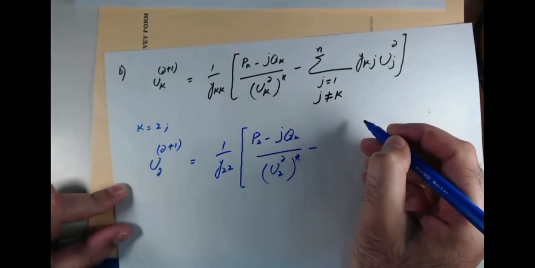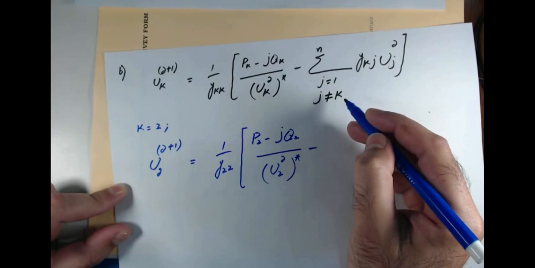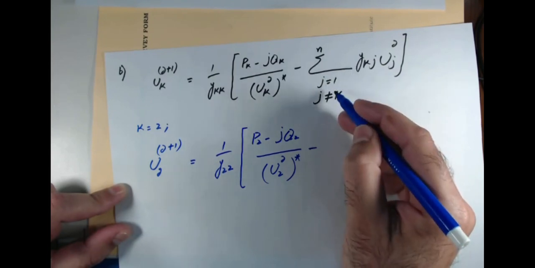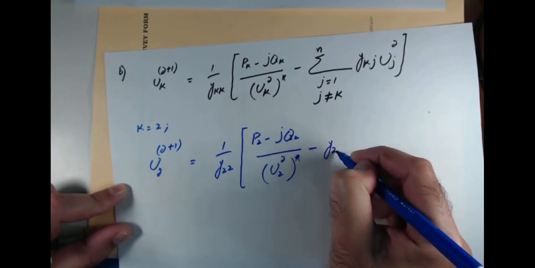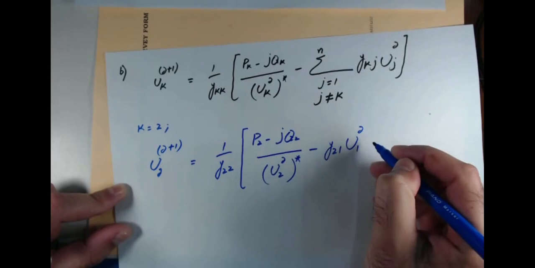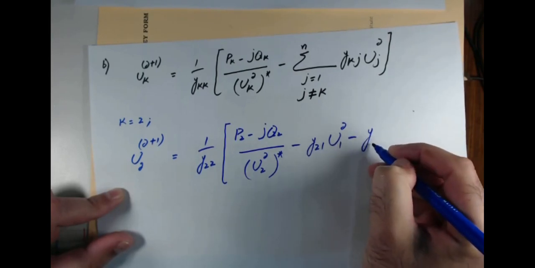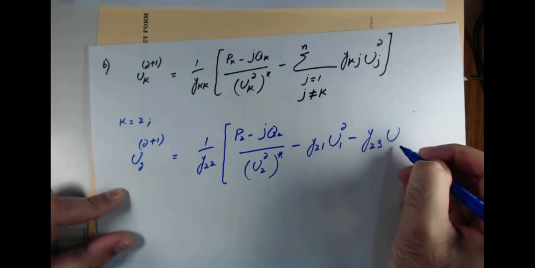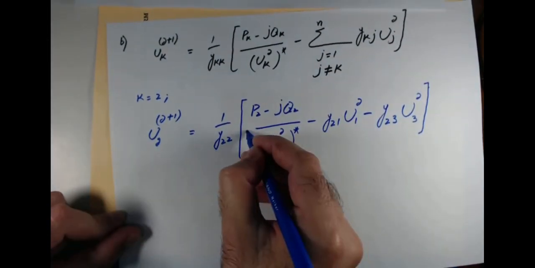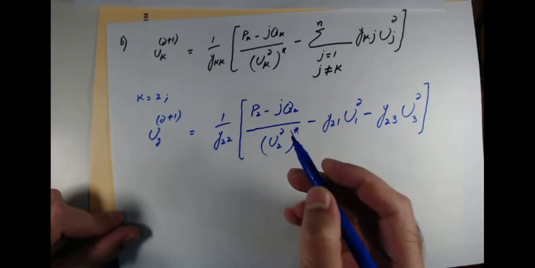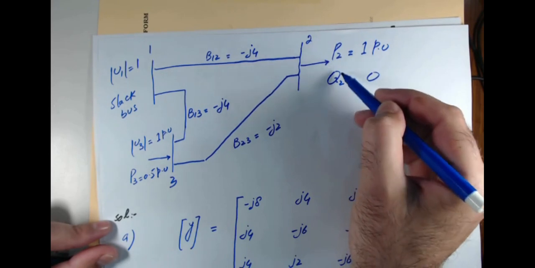the sum for J equal to 1. We start with J equal to 1, but J should not be equal to 2, which means we skip it. And we have a 3 bus system, so we start with 1 and then J equal to 3, as J should not be equal to 2 because K is 2. So it becomes minus Y21 U1^rho minus Y23 U3^rho. Now according to the sign convention, because bus number 2 is the load bus, both P and Q will be negative.